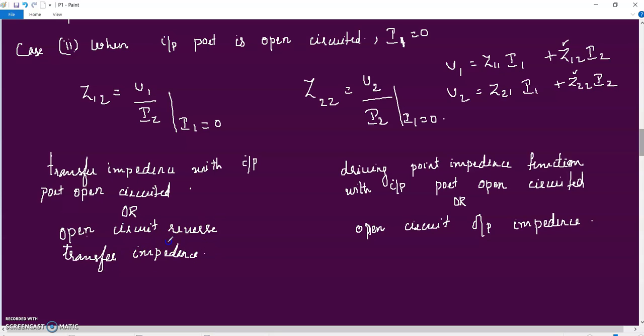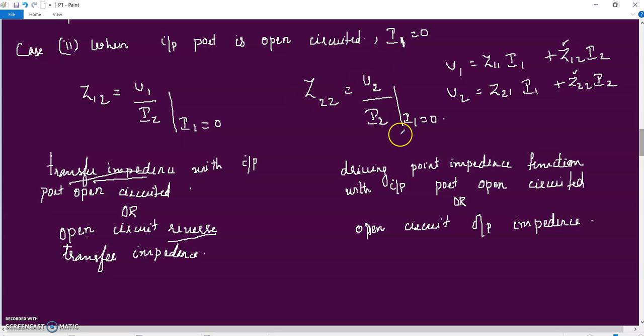Therefore, it is called reverse transfer impedance. It is the transfer impedance with input port open circuited. Also, it is called open circuit reverse transfer impedance. Now, we will go to Z22.